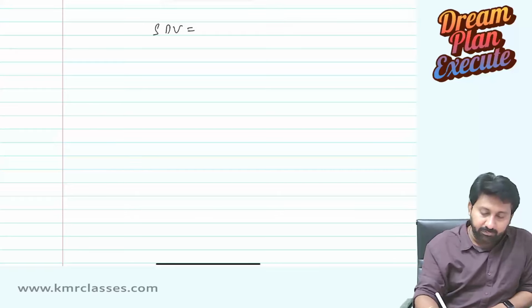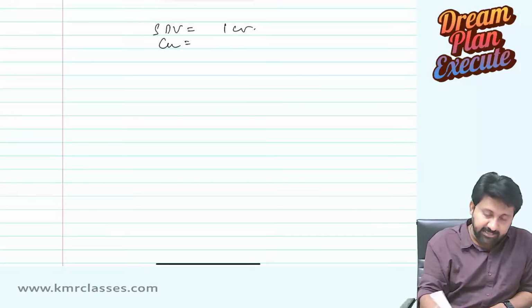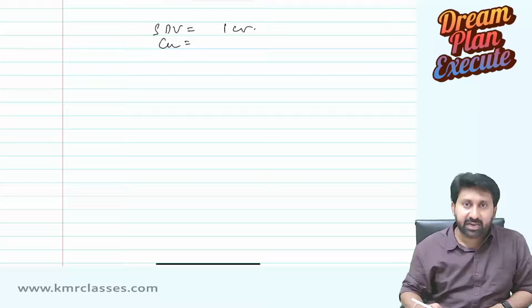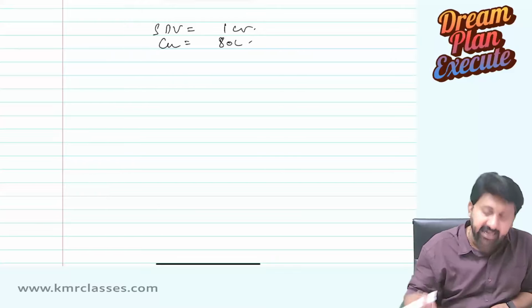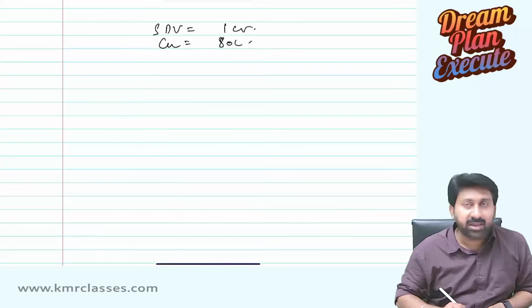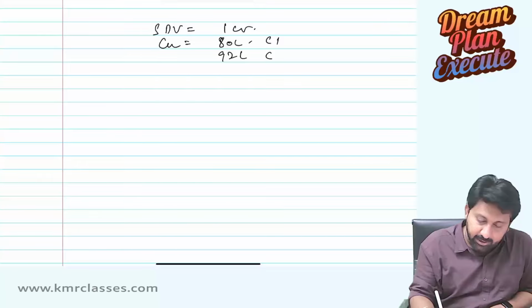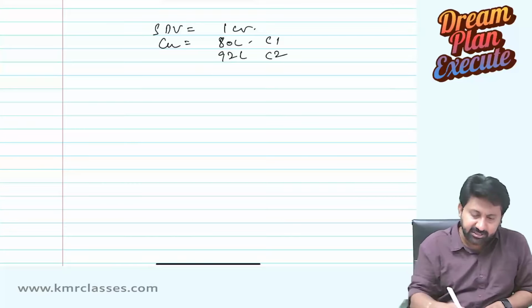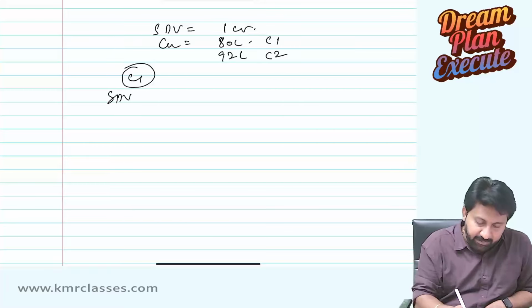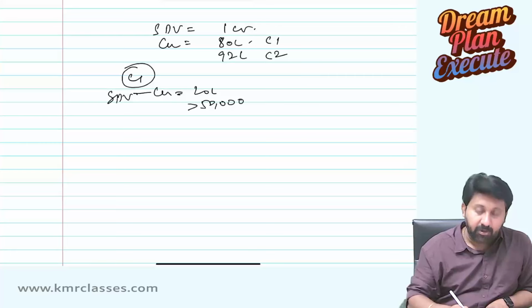Stamp duty value is 1 crore. Consideration, okay, consideration is 80 lakhs in Case 1, and 92 lakh in Case 2. Let us understand this way. Case 1: stamp duty value minus consideration is 20 lakh, which is more than 50,000.